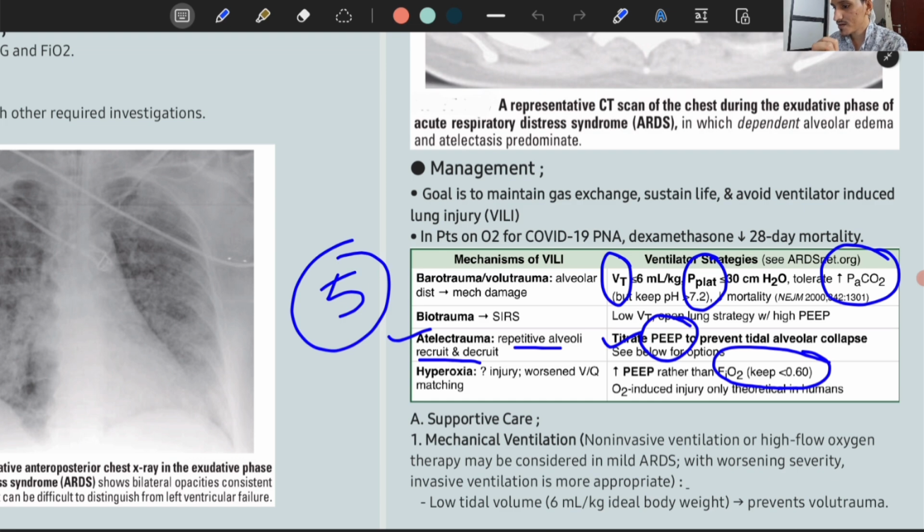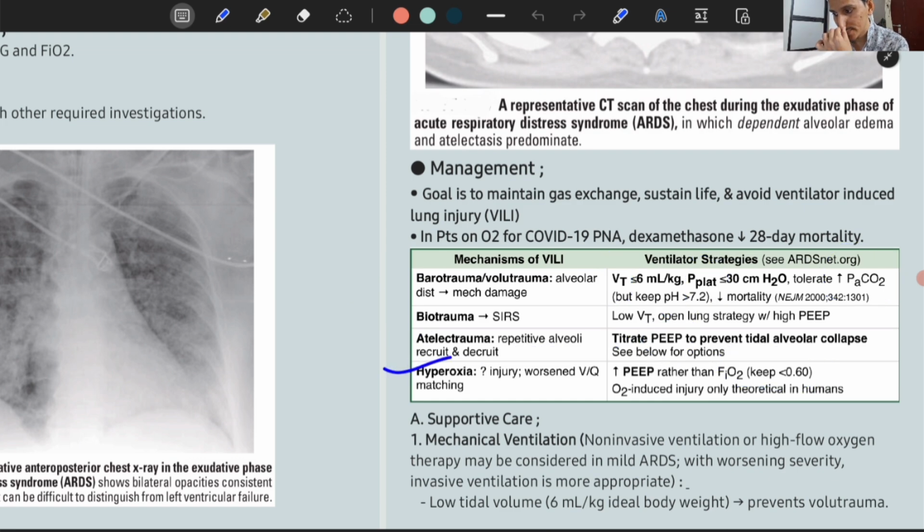So how do you prevent hyperoxia injury? You will increase PEEP rather than increasing FiO2. If you want further improvement in the saturation, instead of increasing FiO2, you will increase PEEP. But one thing written here is that oxygen-induced injury is seen only theoretically in humans. Practically it is not seen. This is given in Pocket Medicine.